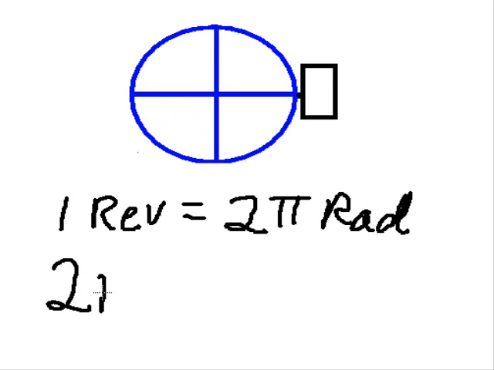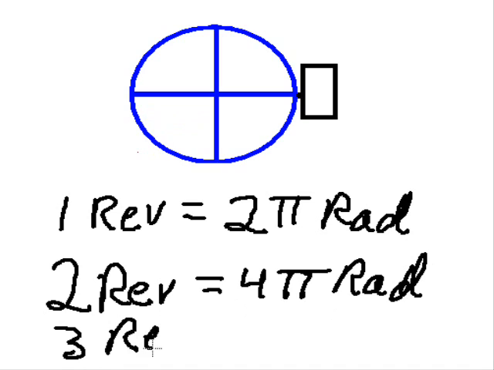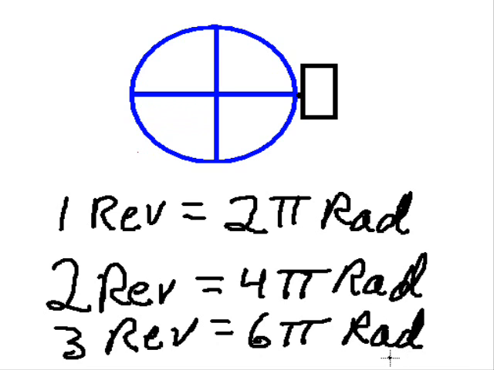Billy's mom now sweetens the deal. If you go around again, that will be 2 revolutions. Then you'll get another 2 pies. That would be 4 pi rad. Billy yells out, "Rad." If you take 3 revolutions around the wheel, you get another 2 pies, which is 6 pi rad. Radical. So Billy now begins to associate trips around the circle with this word, 2 pi rad.